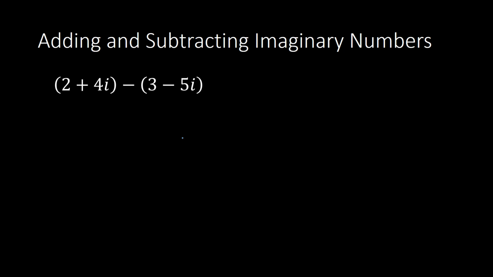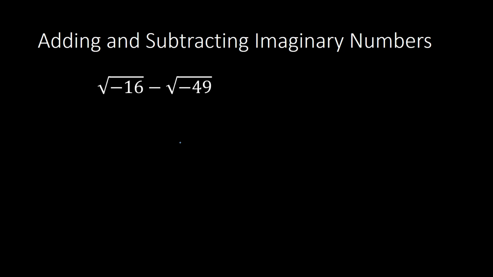Here's another example where instead of adding, we're going to subtract. Now when you subtract and you have parentheses, what we are doing is we're subtracting the 3 and subtracting a negative 5i. So when you subtract a 3, you have minus 3. And when you subtract a negative 5i, we get a positive 5i. And now we can combine, where now we have 2 minus 3 gives you negative 1. 4i plus 5i gives you 9i. So my solution would be negative 1 plus 9i.